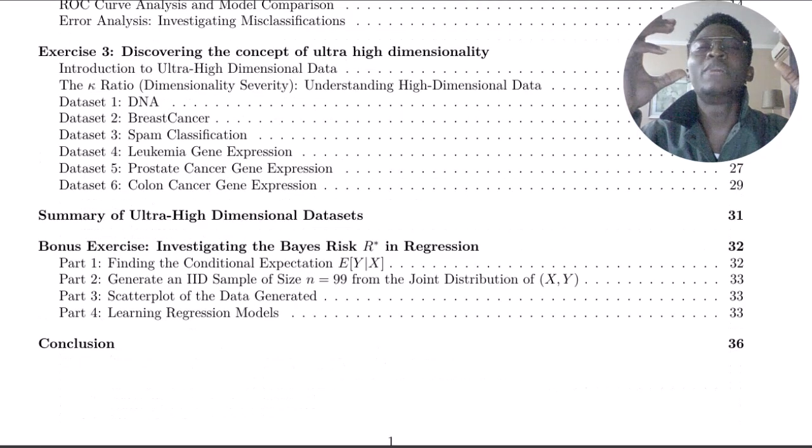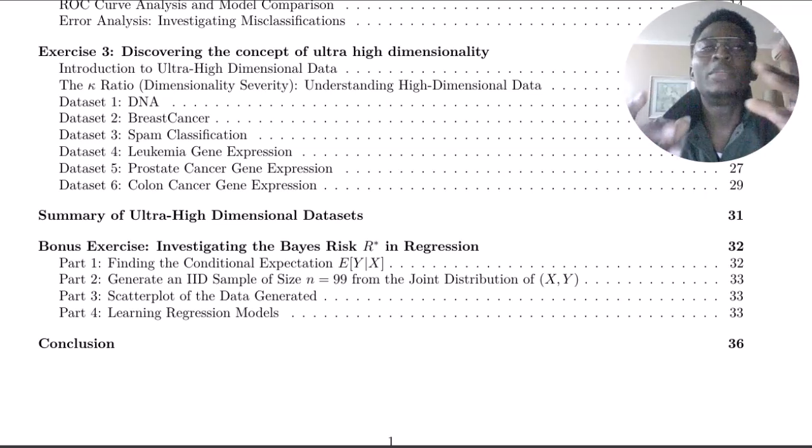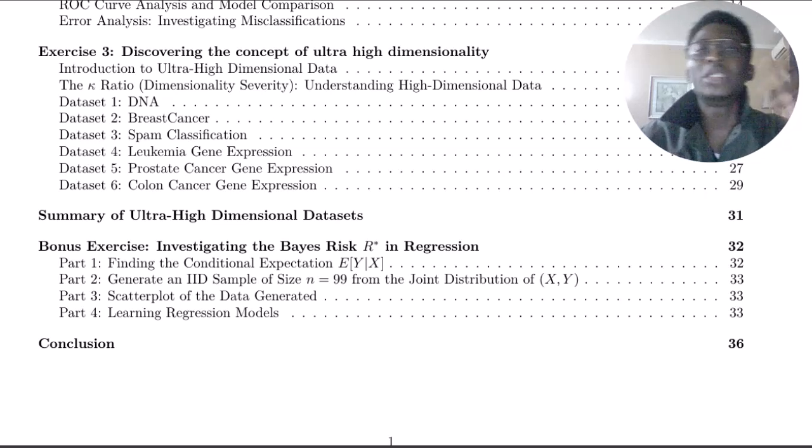dimensionality. Ultra high dimensionality refers to having, for example, thousands of features, whereas the sample size in the dataset is just 100. That is what we refer to as ultra high dimensionality. This is where I explored 6 different datasets: DNA, breast cancer, sperm classification, leukemia, prostate cancer, and colon cancer. Looking at all these, I'm able to see that ultra high dimensionality occurs, even using the k value, which is k equals n over p. That helped me see how big the ultra high dimensionality is for that particular dataset.